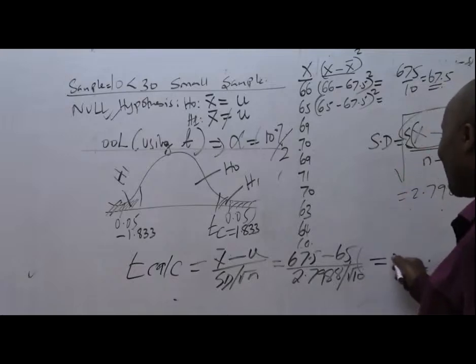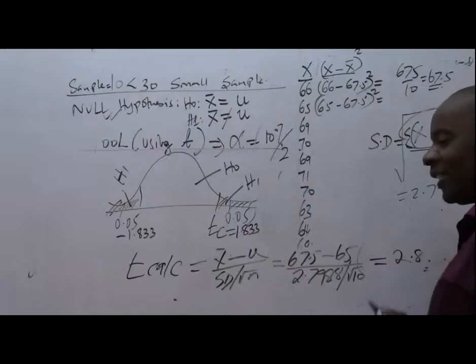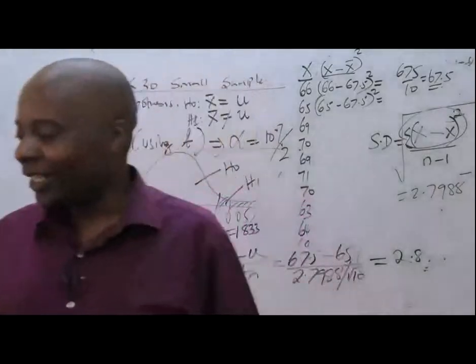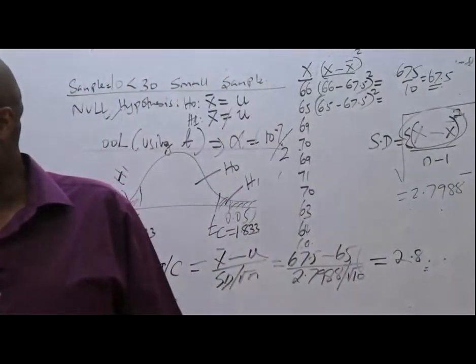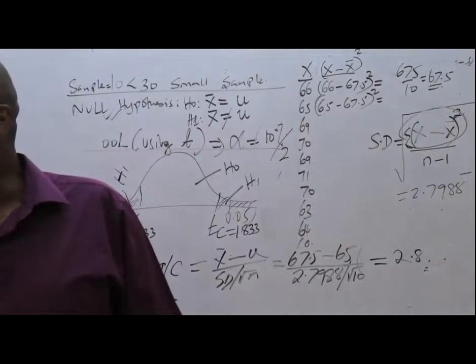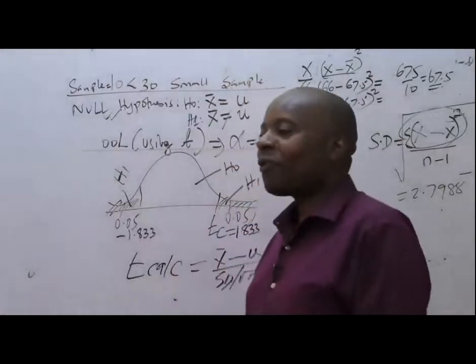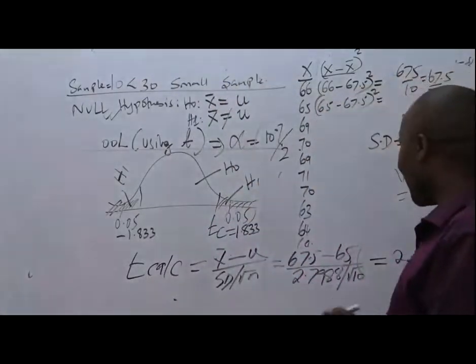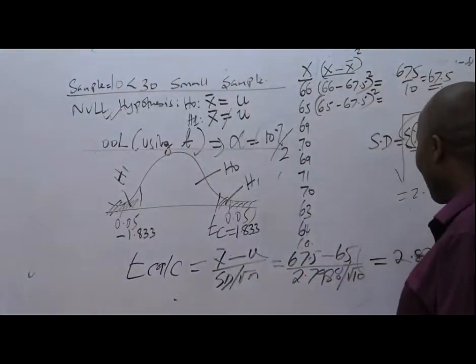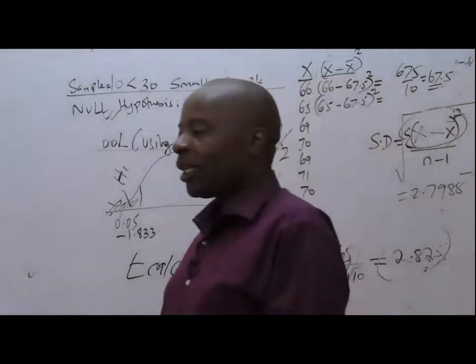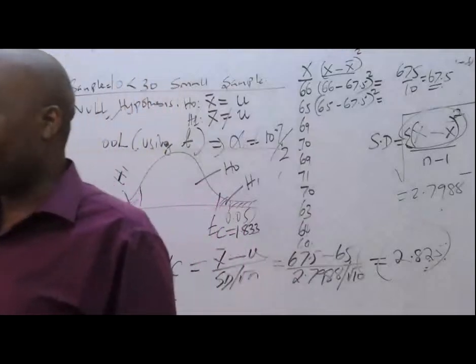I think the positive one is correct, 2.8 something. 2.825, rounded off. Now we go to the last stage, which is the decision stage.